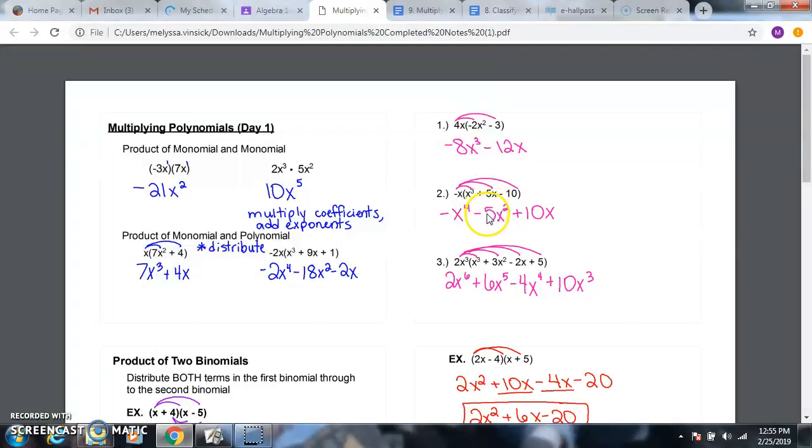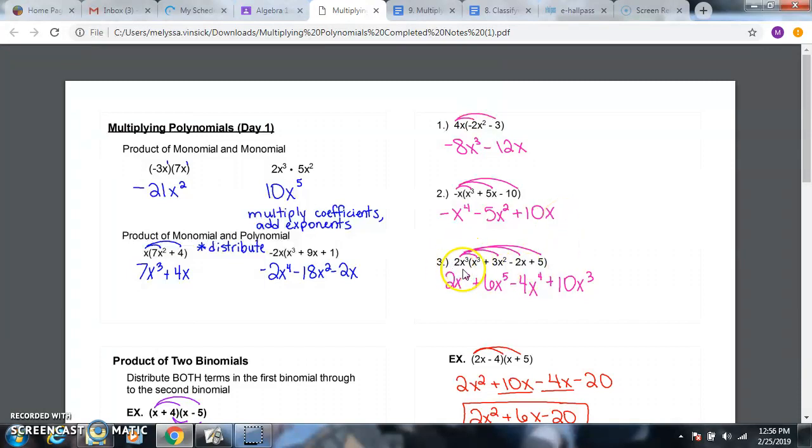Okay, 3 more examples here that cover those same topics. We'll go through them quickly. We have 4x times -2x squared minus 3. Distribute that in, so you have -8x to the third power minus 12x. You're just distributing this 4x to each term. Same thing in number 2: I'm distributing a -x to each term of this trinomial. So you get -x to the fourth minus 5x squared plus 10x.